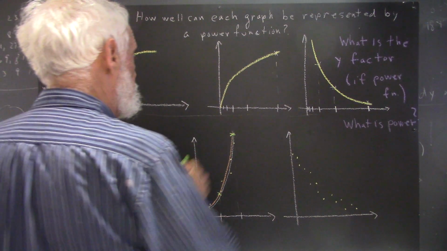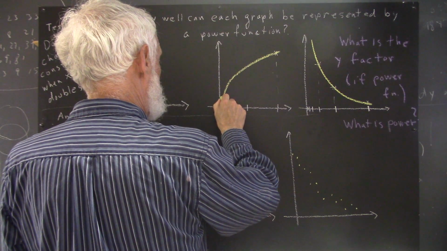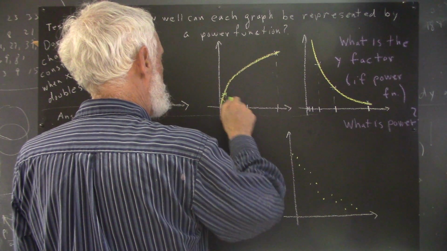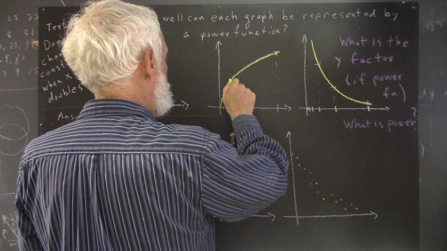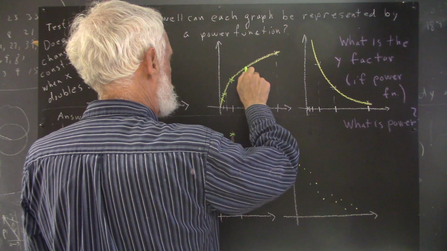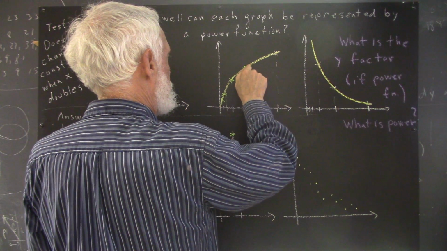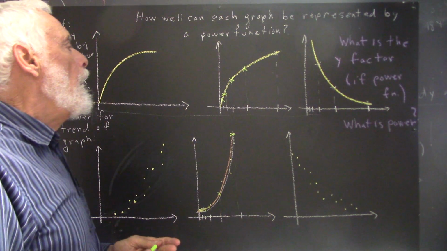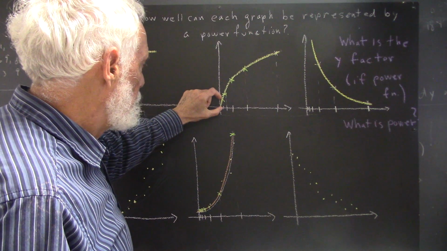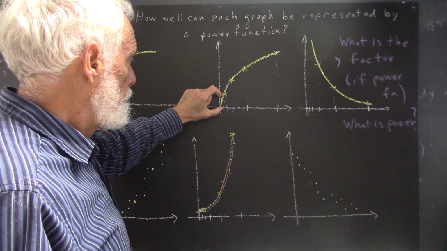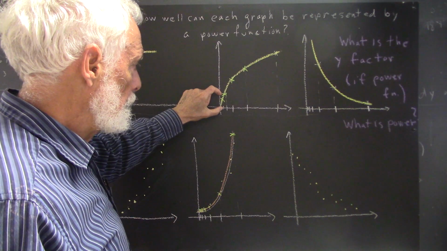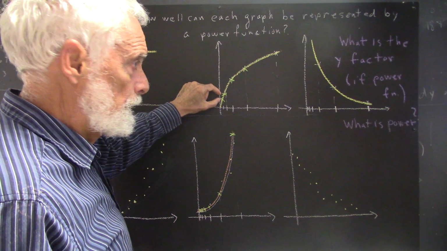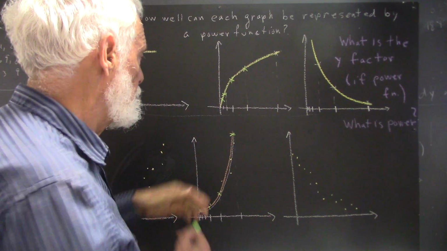So I'm going to mark the points on the graph. From here, we have this point. From here, we have this point. From here, we have this point, and now we have a point here, and we have a point here. So the question is, when I go from here to here, what's the factor look like there? It looks like 1.5 or a little more, okay, because this distance between here and here appears to be a little more than half of this distance.